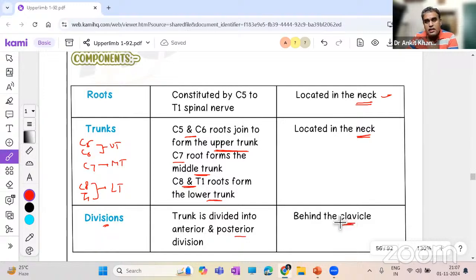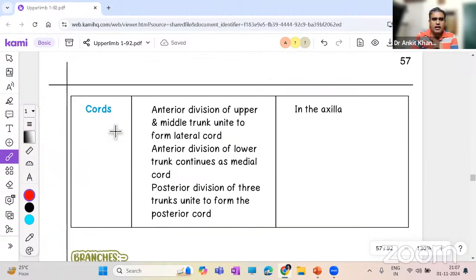Now divisions are where? Behind the clavicle. And divisions don't have branches. Root and trunk will have at least a couple of branches. Do remember it. Chords are the ones which are found in the axilla. Here you can see chords, they are lying in the axilla. How are chords formed? There are lateral chord, medial chord, and posterior chord.